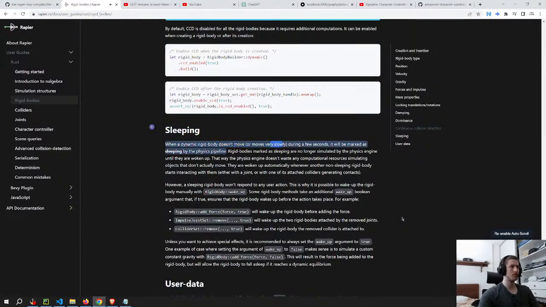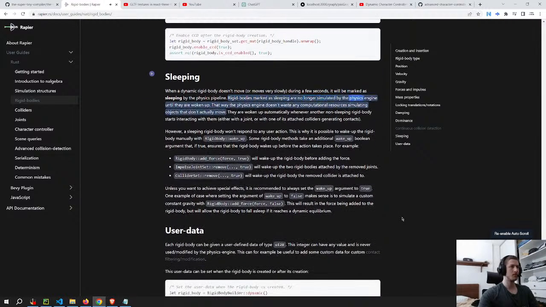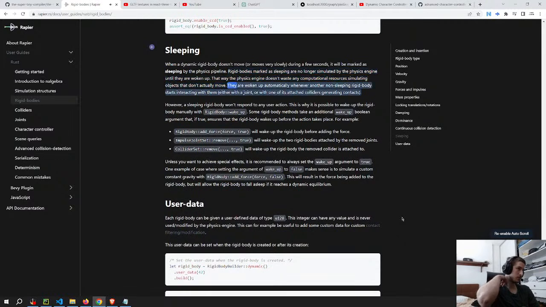Sleeping. When a dynamic rigid body doesn't move, or moves very slowly, during a few seconds, it will be marked as sleeping by the physics pipeline. Rigid bodies marked as sleeping are no longer simulated by the physics engine until they're woken up. That way the physics engine doesn't waste any computational resources simulating objects that don't actually move. They are woken up automatically whenever another non-sleeping rigid body starts interacting with them, either with a joint or with one of its attached colliders generating contacts.